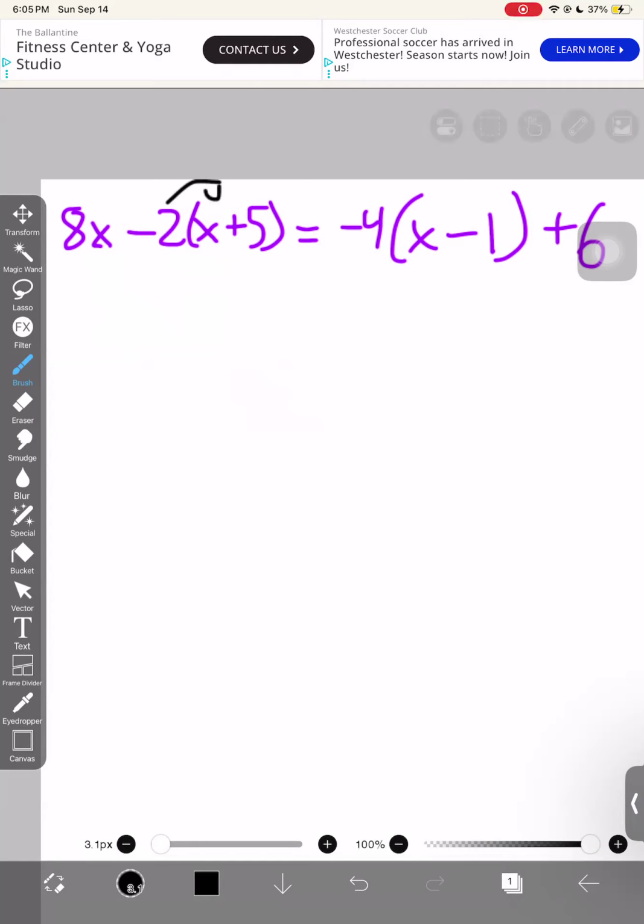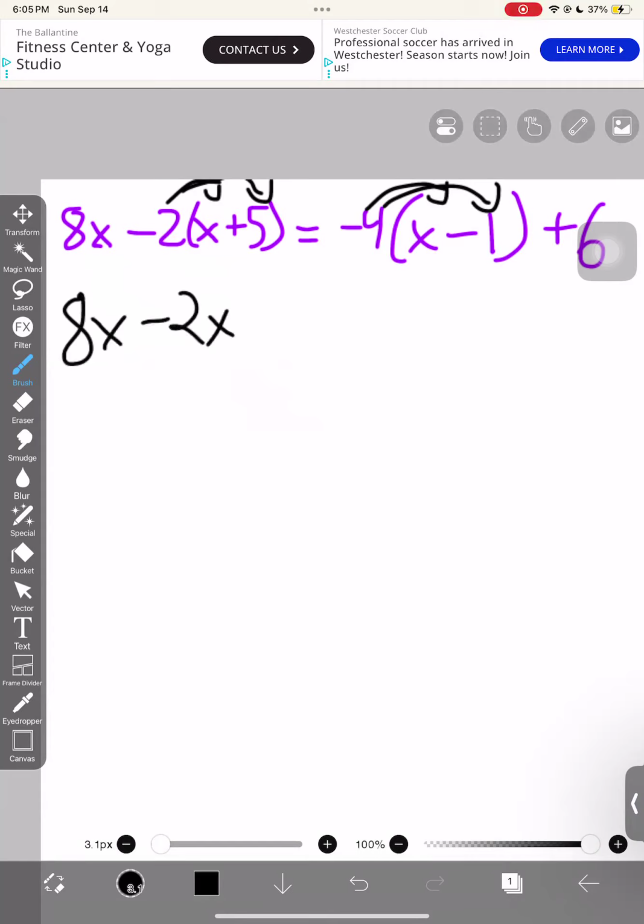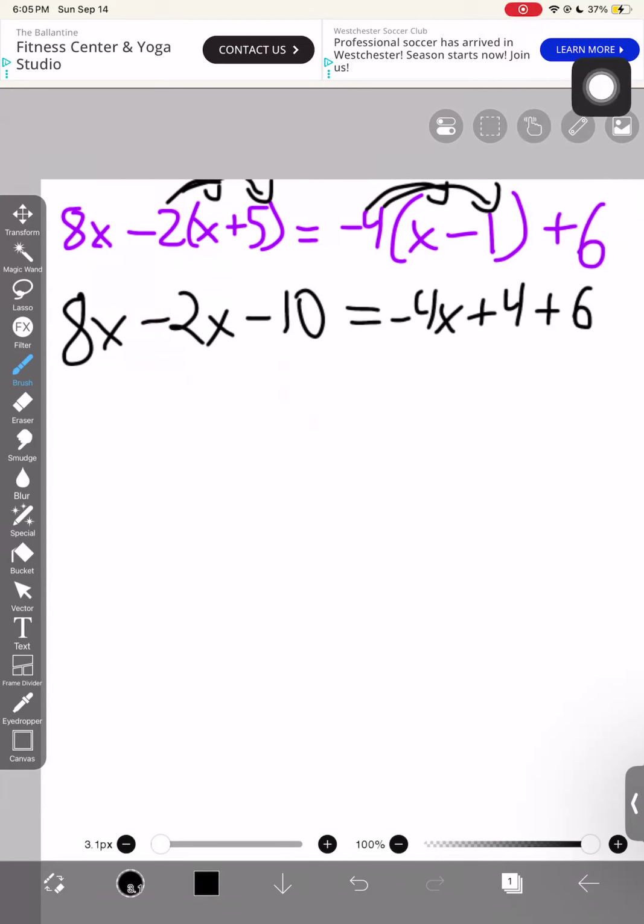So let's distribute -2 on the inside and -4 as well. And so we now get 8x minus 2x minus 10, right? -2 times 5 is -10. On the other side, we have -4x. -4 times -1 is +4. And then we just bring down the 6. So far, so good. This is helping us figure out what's going on.